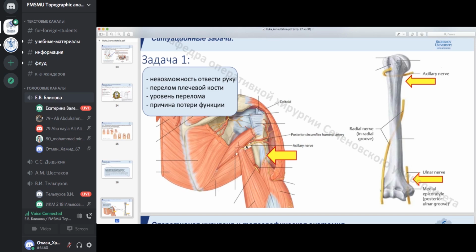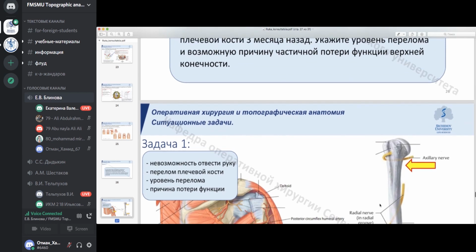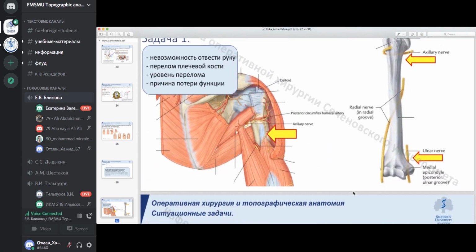Axillary nerve is located around the surgical neck of the humerus. It means the level of the fracture of the humerus is the surgical neck. It's the first answer. And what nerve was damaged? Axillary nerve. Do you understand? Only two sentences: surgical neck of the humerus, axillary nerve was damaged.